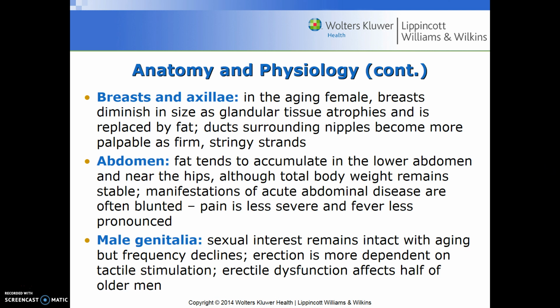In abdominal disease, remember it's often blunted in the older adult. Less pain, and fever is either absent or very marginally elevated. Male genitalia, the penis gets smaller, the testicles descend further into the scrotal sac. About half of males have erectile dysfunction. Number one cause, vascular in nature, although we can associate erectile dysfunction with chronic disease such as diabetes, hypertension, dyslipidemia, smoking, and med side effects.